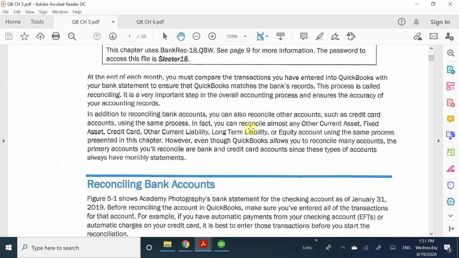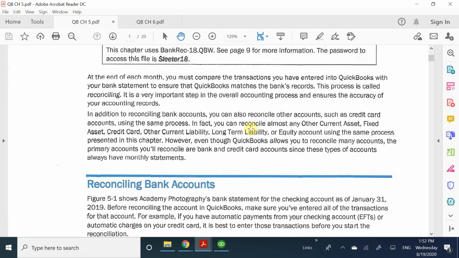Most commonly, the ones that we would be looking at and reconciling would be either the bank account or the credit card statement account. Those are just the two typical ones that you would more commonly see. But as the book says, you can actually reconcile everything and anything.